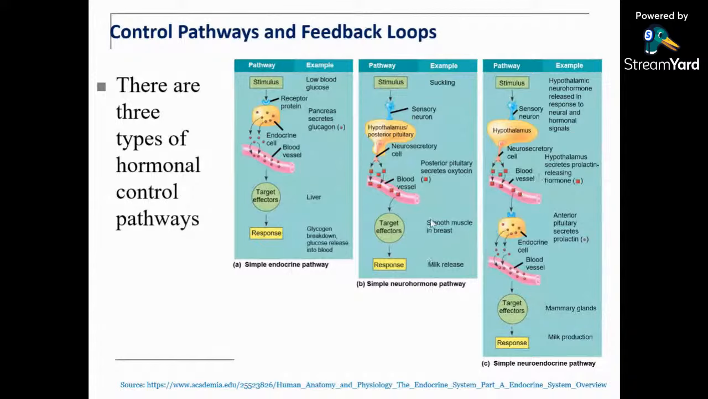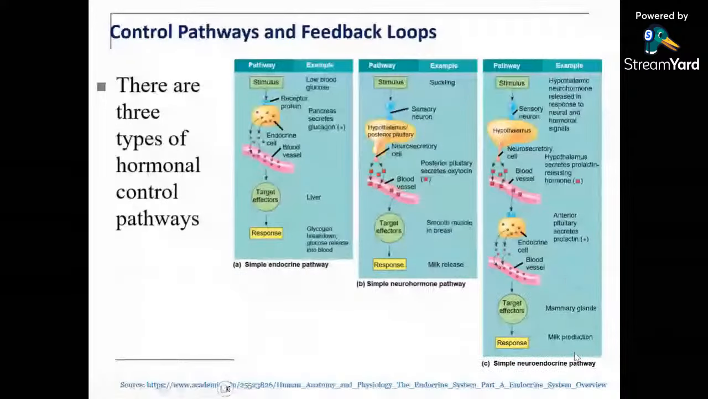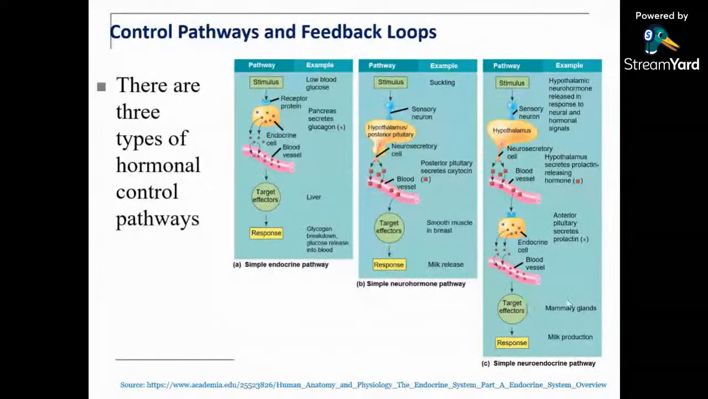The third one is the neuroendocrine pathway, where the hypothalamus is activated and it secretes the prolactin-releasing hormone. It is carried by the blood and works on the anterior pituitary. The anterior pituitary lobe then secretes the prolactin hormone, which works on mammary glands to produce milk.